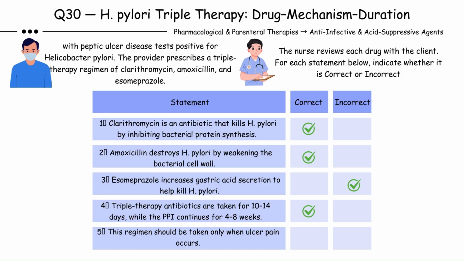Statement 5. This regimen should be taken only when ulcer pain occurs. This is incorrect. Triple therapy must be taken as prescribed every day, not just when symptoms appear. Stopping or skipping doses leads to resistance and ulcer recurrence.